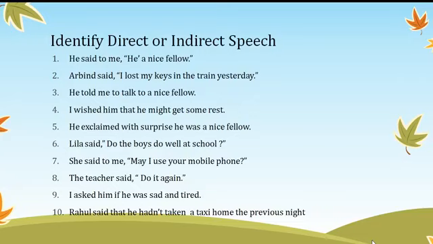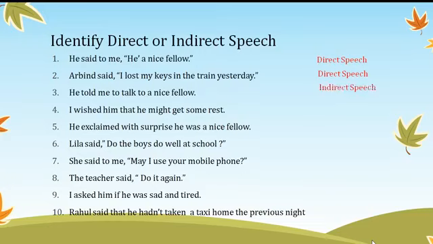Okay, learners, I hope that you did it. Let's go. Number 1, which speech is it? Direct speech. Because you already know, "he said to me" is the reporting clause, and "he is a nice fellow" is the reported speech. Separated with a comma, and the reported speech is always inside the inverted commas. Number 2, this also direct speech, because I already said that there are the two rules.